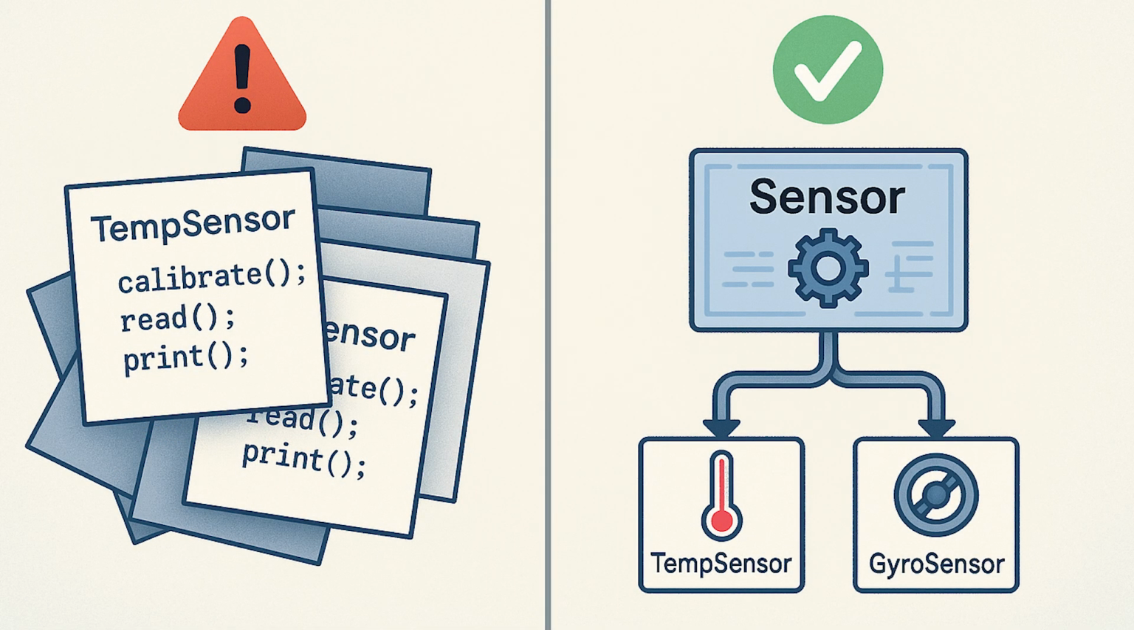Imagine you design a perfect sensor. It reads a value, calibrates itself, and prints to the screen. Now you want to make another sensor, like a temperature sensor and a gyroscope sensor, but they both need the same features. Do you copy and paste the same code again? No, that's asking for bugs. Instead, you say, I already built this logic once, can I reuse it? But give it a new name and maybe a twist, and that's inheritance.